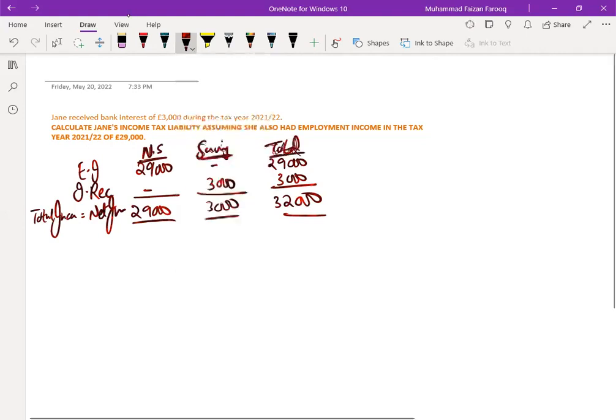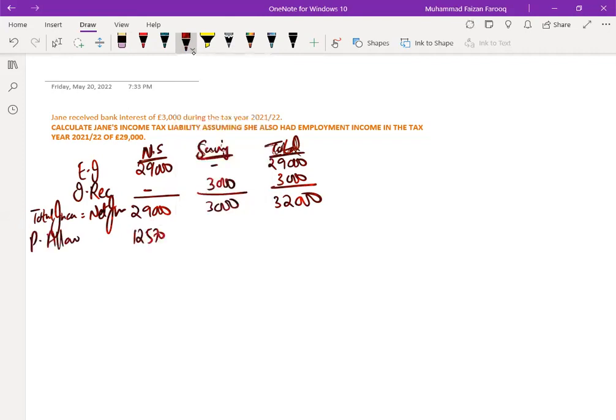Now the next thing, we will deduct personal allowance to get taxable income. So how much is the personal allowance? 12,570. Left with how much? 19,430. Okay, this is known as taxable income.